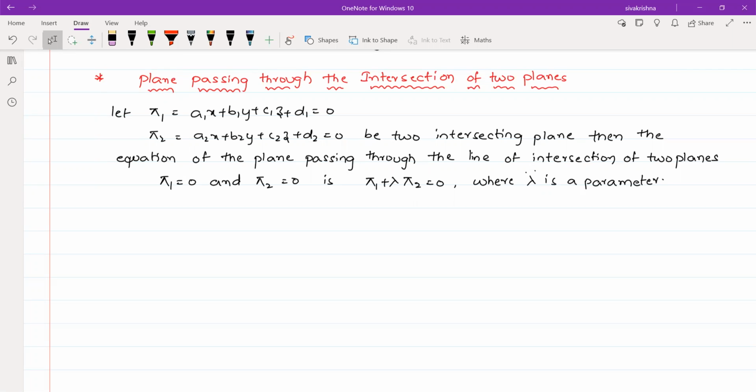Now if you want to write the equation of the plane passing through the intersection of these two planes, then the formula for that plane equation is pi1 plus lambda into pi2 is equal to 0. Whenever two plane equations are given, and you want to find the equation of the plane passing through their intersection, the formula to write is pi1 plus lambda pi2 is equal to 0. Here lambda is a parameter. We have to find that lambda and substitute it in the equation. Then we get the equation of the plane passing through the intersection of the two planes.